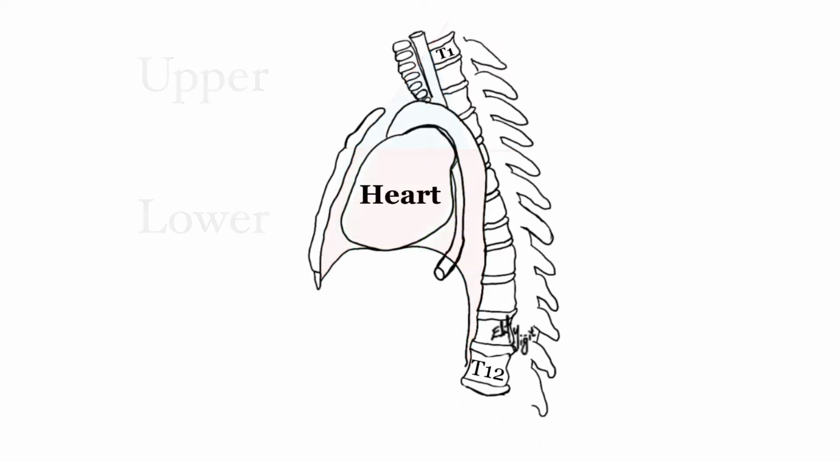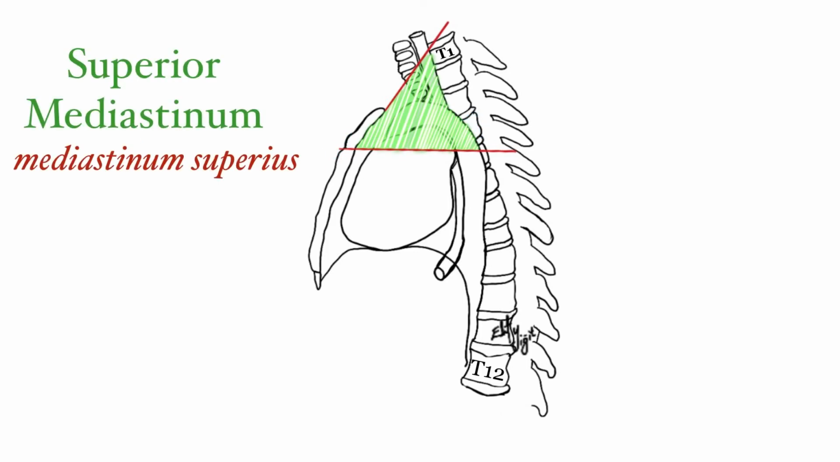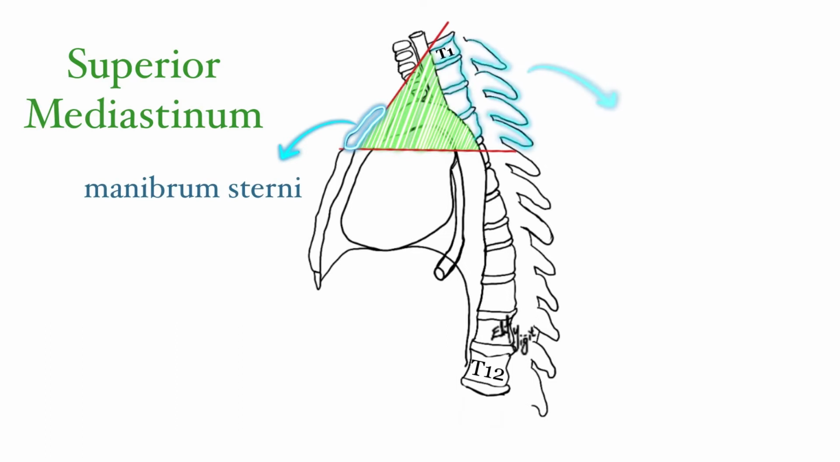Let me show you this plane in a sagittal section of the thorax. This plane is between angulus sterni and the lower edge of the fourth thoracic vertebra. The superior, upper part of this plane is mediastinum superius, which is bordered anteriorly by manubrium sterni and posteriorly by the first four thoracic vertebrae.